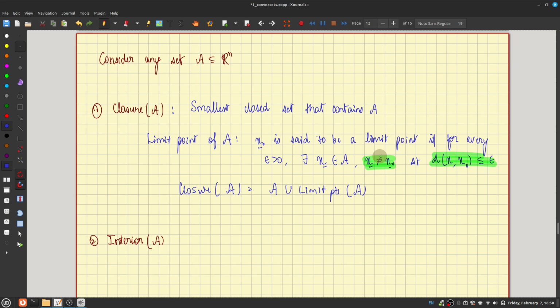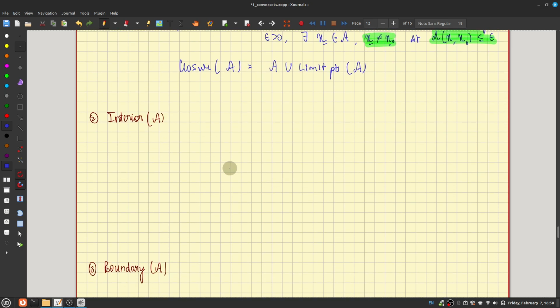I'll give an example. It will be identical to A if we relax the condition on x, since then I can take the point itself. One thing to keep in mind is that x naught need not be a point of A. Okay, so let's see some examples that will make it more clear.